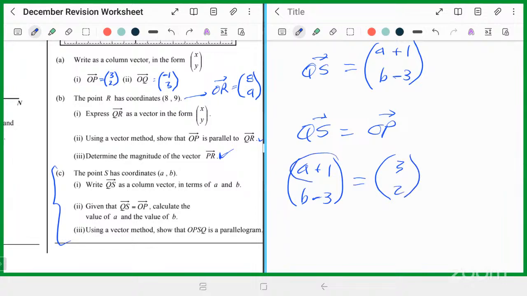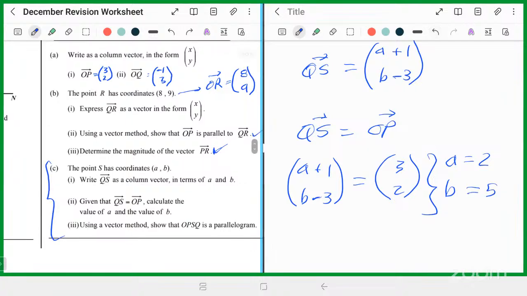It means that a plus 1 is equal to 3. So a must equal 2. And b minus 3 is equal to 2. So it must be that b equals 5. So from this, it's obvious that a is equal to 2 and b is equal to 5. Yes, sir. Good. That's the answer.